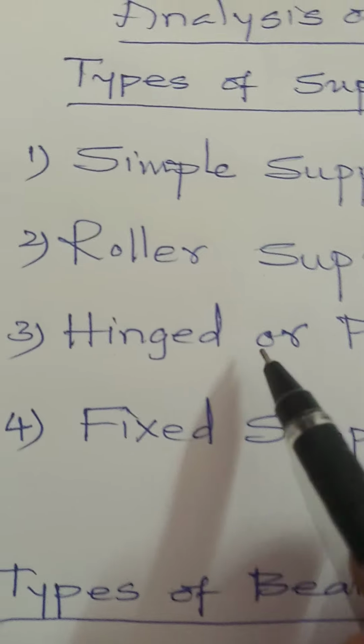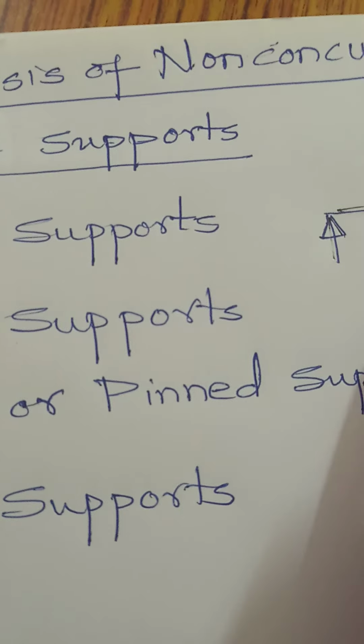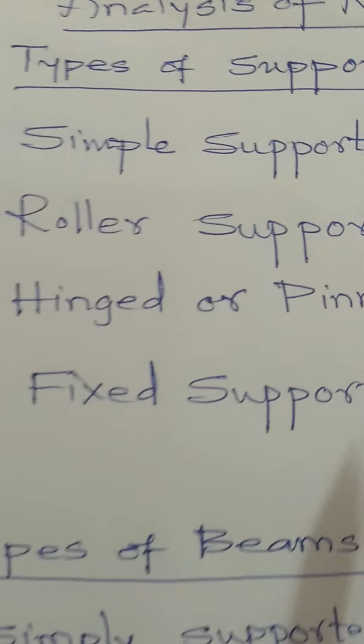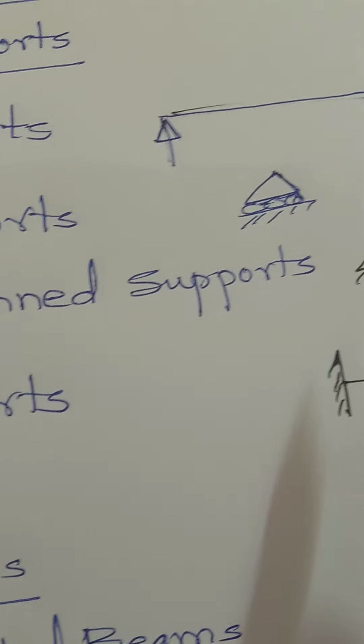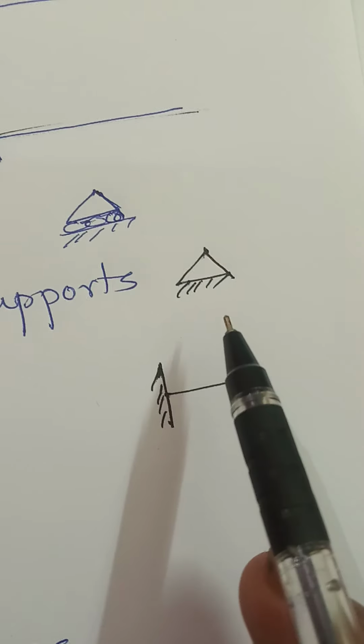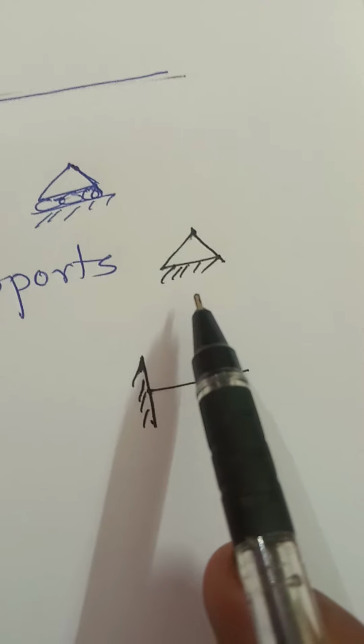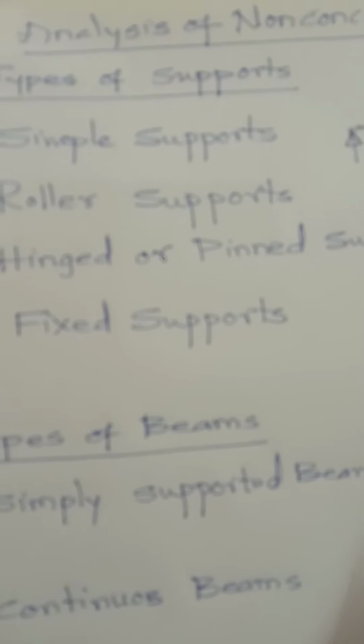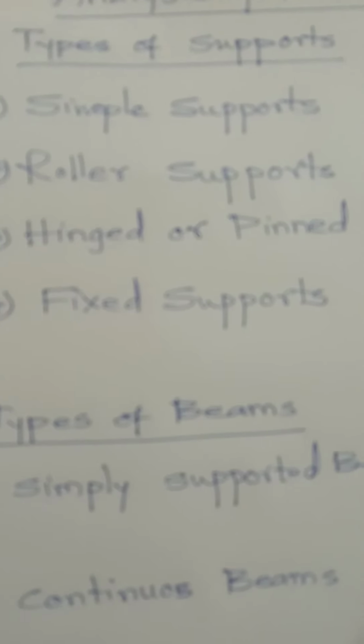Next is the roller support, in which a triangle with a roller supports below this, and a hinge or pin supports, which is shown with a triangle with the hash line below this, and a fixed supports. So there are four types of supports: simple supports, roller supports, hinge supports or pin supports, and fixed supports.